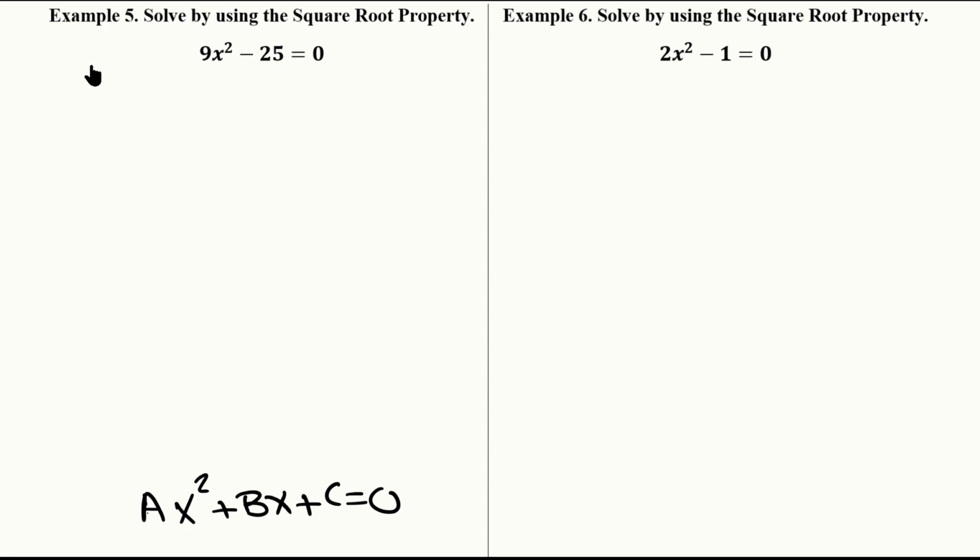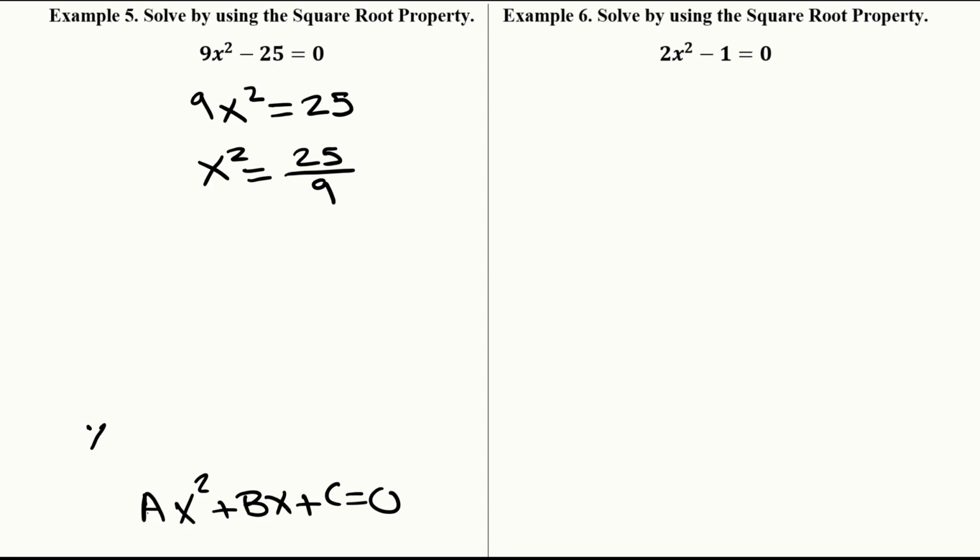It's just that sometimes you may have to get it ready for such usage. So the way we'll handle this is we'll go ahead and solve for x squared first. So we have 9x squared. We'll go ahead and add 25 to both sides to get 9x squared equals 25. Now we'll go ahead and divide both sides by 9. So we get x squared equals 25 over 9.